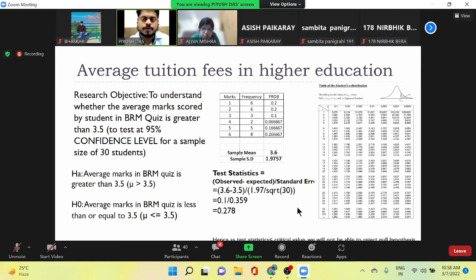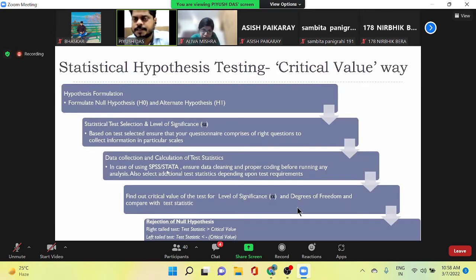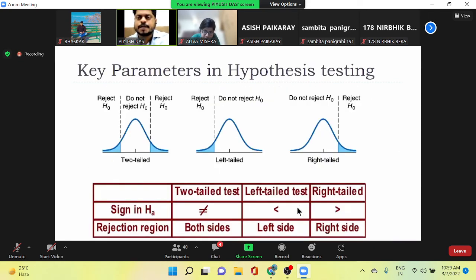So now I have to say where my test statistic lies if my null hypothesis was true. So if I go back to this, look at this right tail test. What I'm trying to prove is that average marks is greater than 3.5. So I calculated a test statistic of 0.278, if my null hypothesis was true, right?